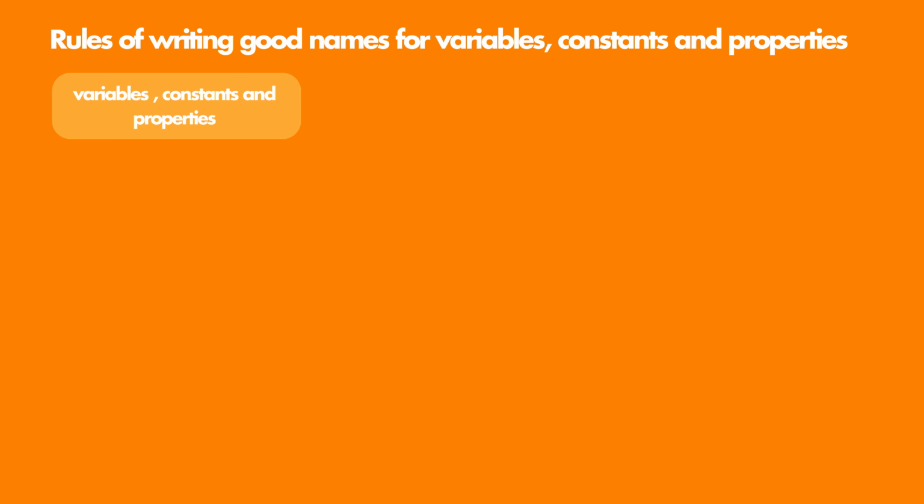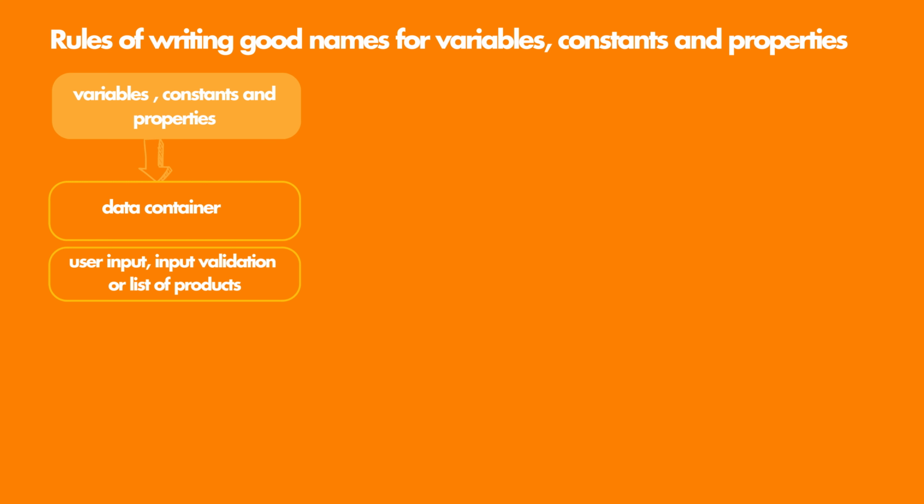Now let's dive in how we can write good names for variables, constants, and properties. Variables, constants, and properties are all data containers. We use these to store data in it. The data could be a user input or an input validation result or a list of product or even a single product, anything like that. For naming variables, constants, and properties, we typically want to use nouns or short phrases with adjectives, which describes what's inside of the data container.